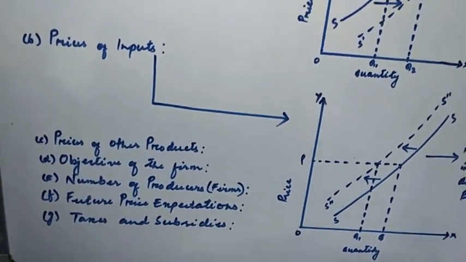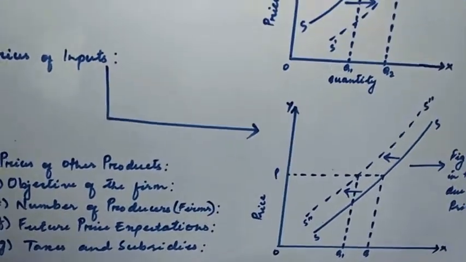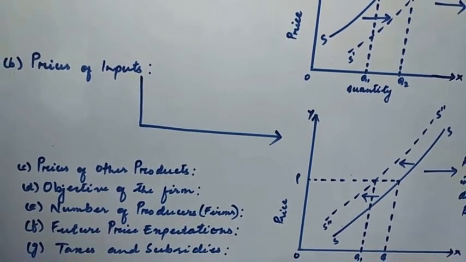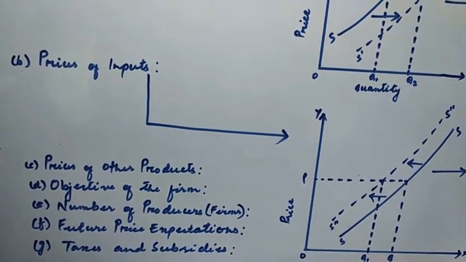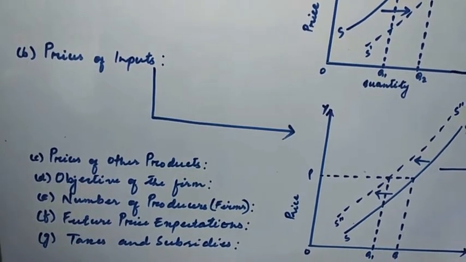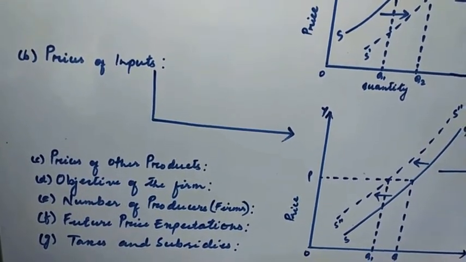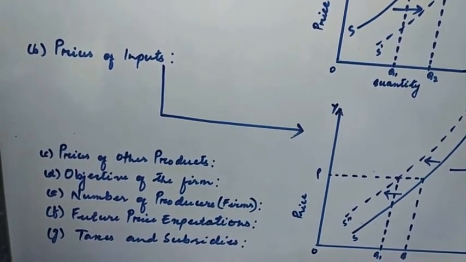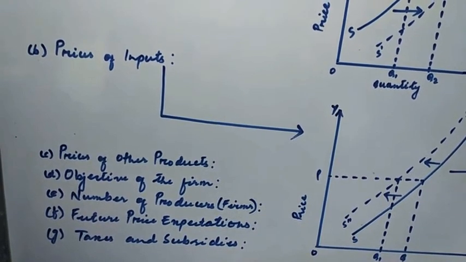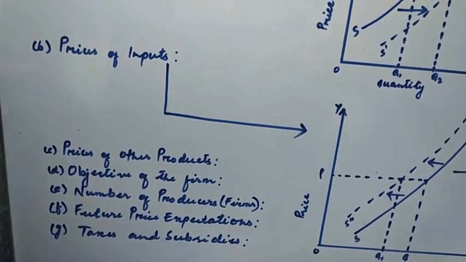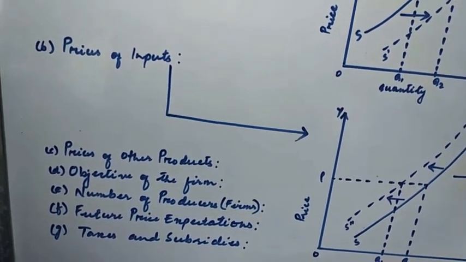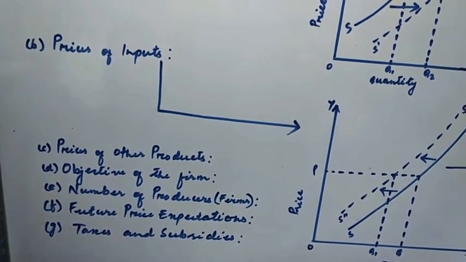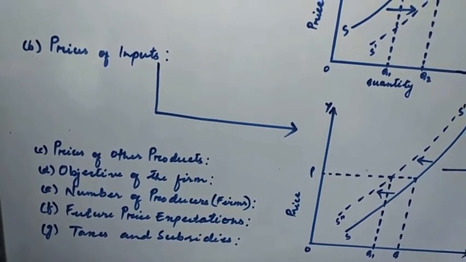The last factors that we have is taxes and subsidies. So taxes and subsidies also influence supply of a product. If an excise duty or sales tax is levied on a product, what will the firms do? The firms will supply the same amount of the product at a higher price, or even less of the product at the same price, because of the sales tax or excise duties imposed on the product.